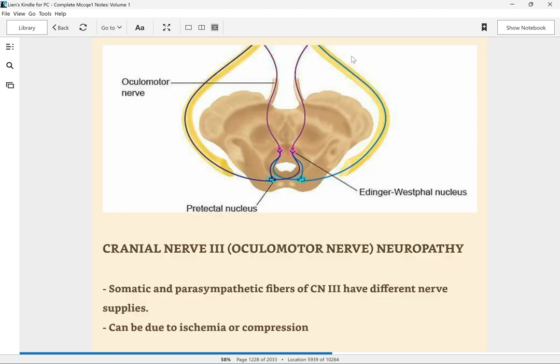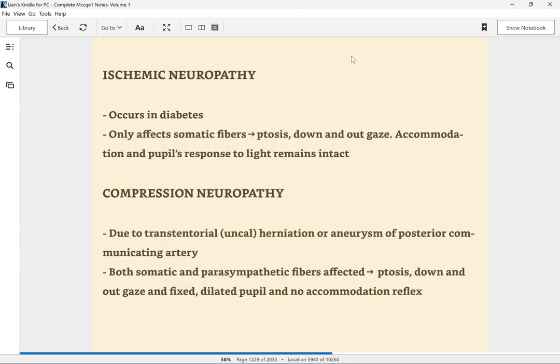Cranial nerve 3, oculomotor nerve, neuropathy. Somatic and parasympathetic fibers of CN3 have different nerve supplies. It can be due to ischemia or compression. Ischemic neuropathy occurs in diabetes and only affects somatic fibers. Rightward arrow: ptosis, down and out gaze. Accommodation and the pupil's response to light remain intact.